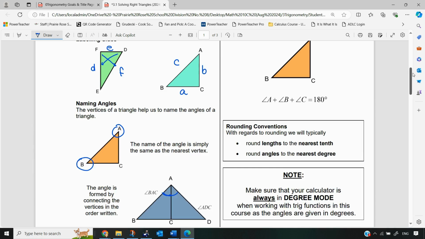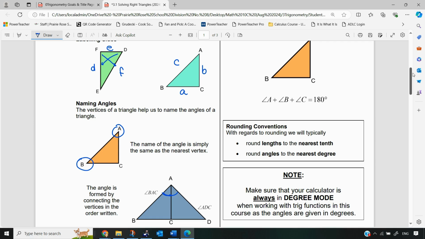In trigonometry, our standard convention is to round our lengths to the nearest tenth and our angles to the nearest degree. So unless you're told otherwise, always try to remember to round your lengths to the nearest tenth and your angles to the nearest degree. It's important to note, though, that we don't round until the very end.